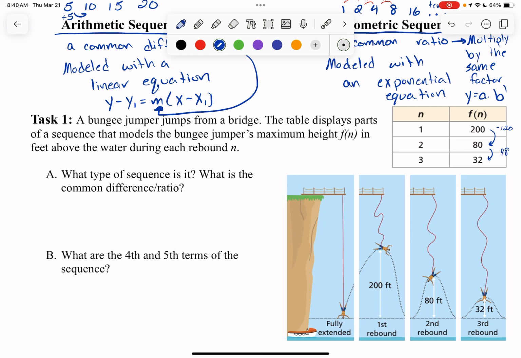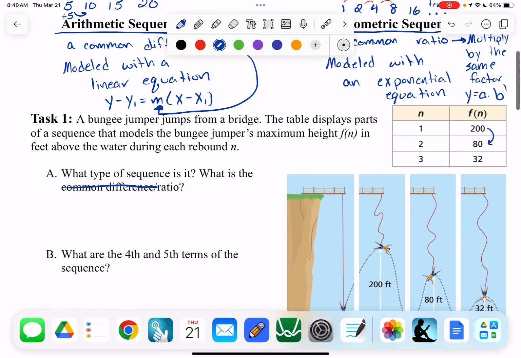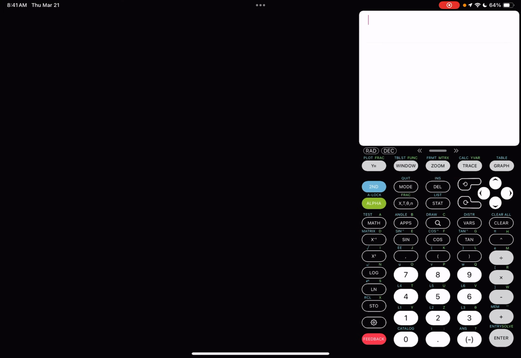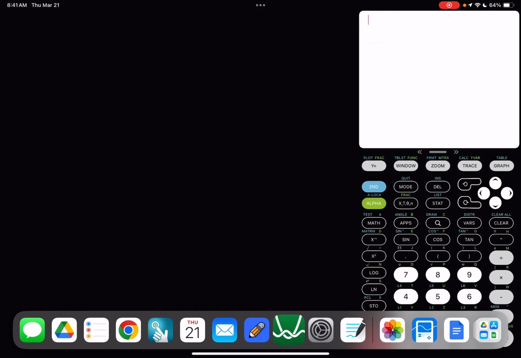So I can tell it does not have a common difference. Okay, so I know it does not have a common difference, which means it is not an arithmetic sequence. So now let's look, can I multiply by the same thing? That might be harder to see, especially on one that's decreasing. So I'm going to go ahead and dig my calculator out. And I'm going to take, here, let's bring my notes back up.